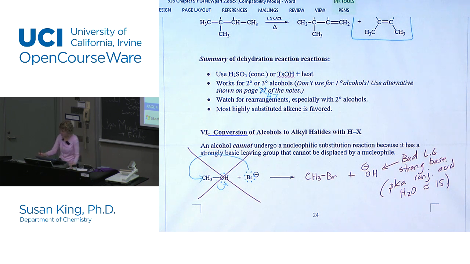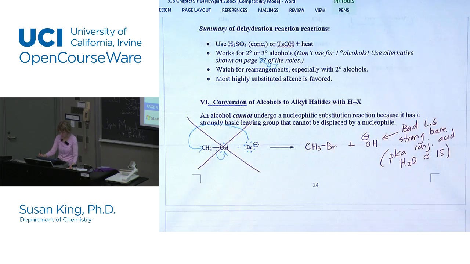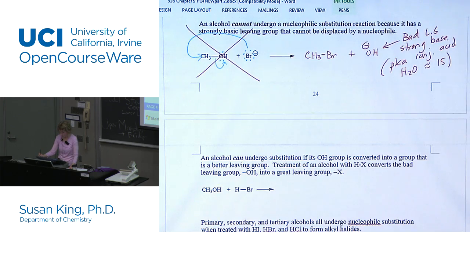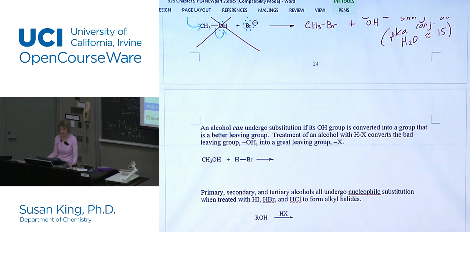All right, so an alcohol can undergo substitution if the OH group is converted into a better leaving group. So how about a halogen? We can't do it the previous way that we have on this page, but if we take that hydroxyl and convert it into a halide, then we can do all the reactions from chapter 7 and 8, right? And there's a way to do that. We can take the alcohol and treat it with HX. That converts the bad leaving group hydroxyl into a great leaving group. So this is what it looks like.